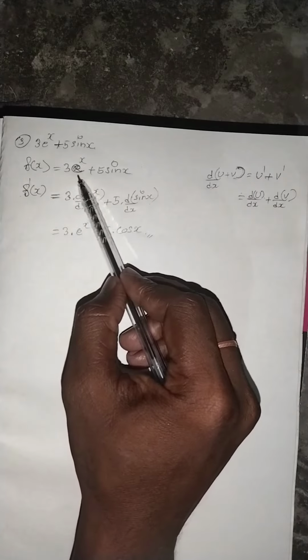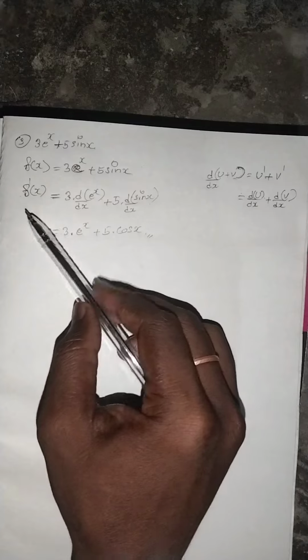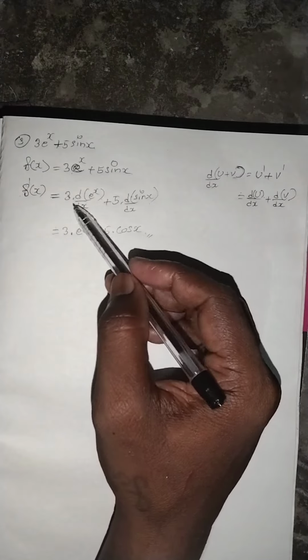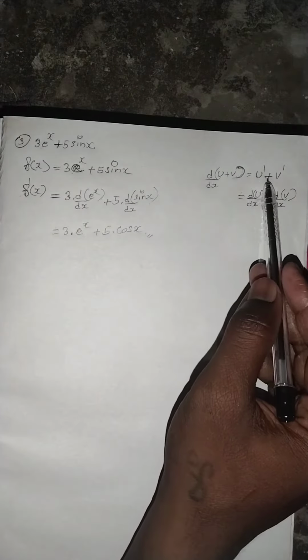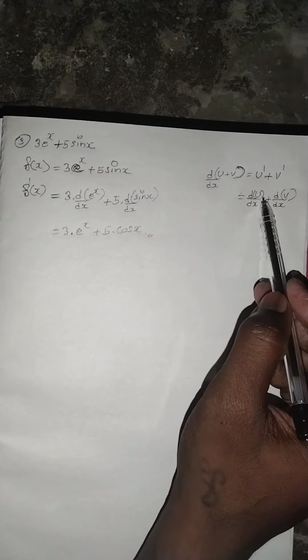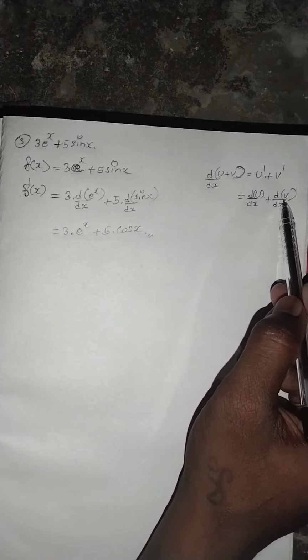f(x) = 3e^x + 5 sin x. Then f'(x) = 3 into, this is the constant, u' plus v'. Here u' means dy/dx of u, plus v' means dy/dx of v.